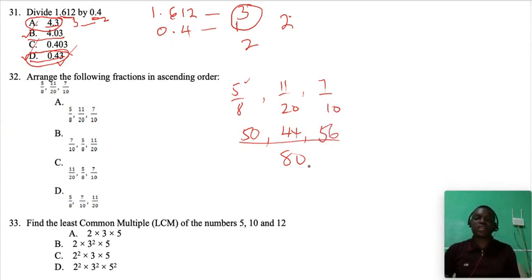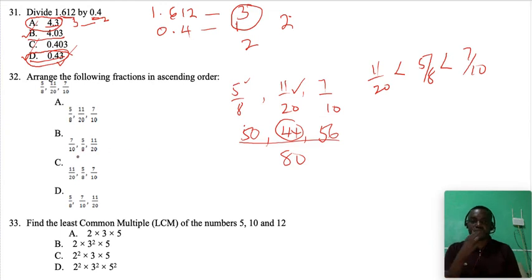So which one is the least? It is 44, which is 11 over 20. So 11 over 20 is less than 5 over 8, which is less than 7 over 10. So it is 11 over 20, 5 over 8, then 7 over 10. This is the answer. Just learn how to do this. Some of them will come in the BECE. So learn how to do it and solve it that way. You will definitely get the answer.